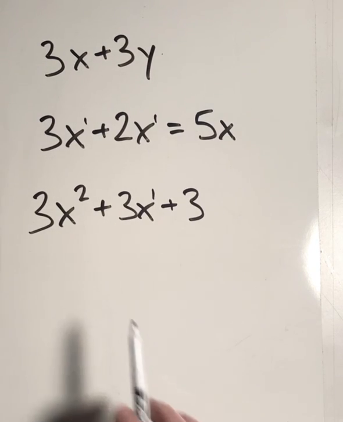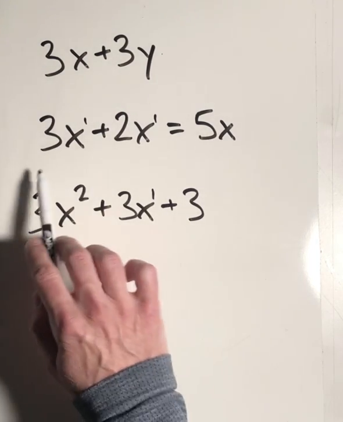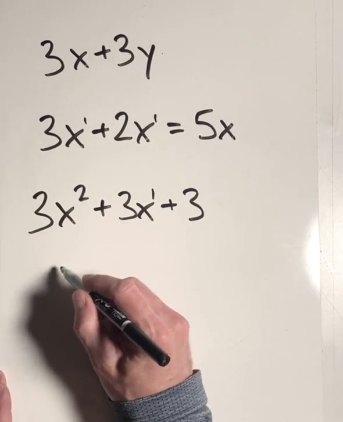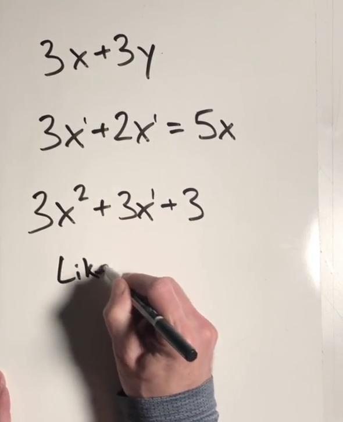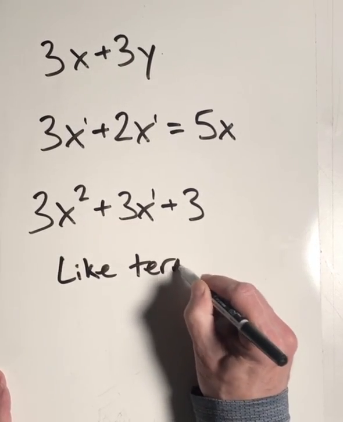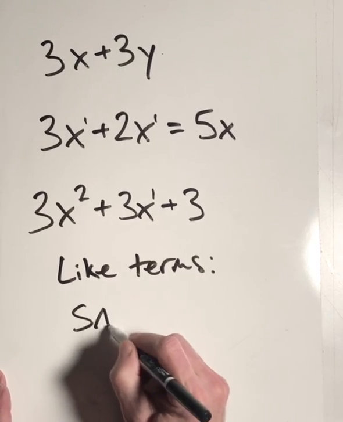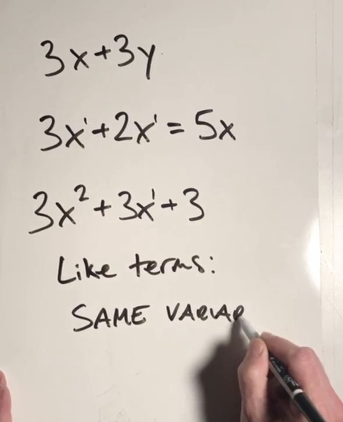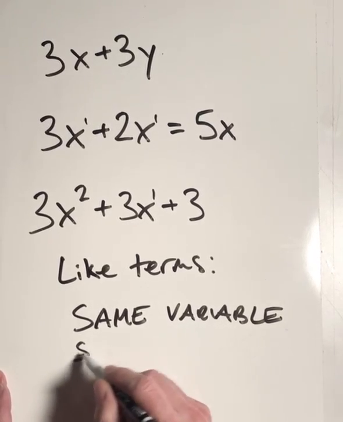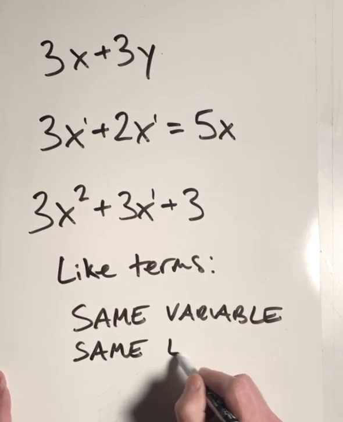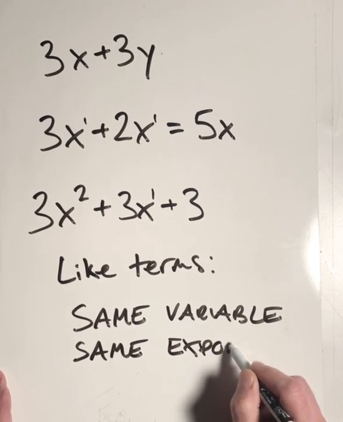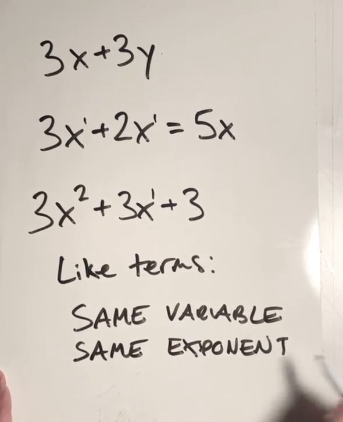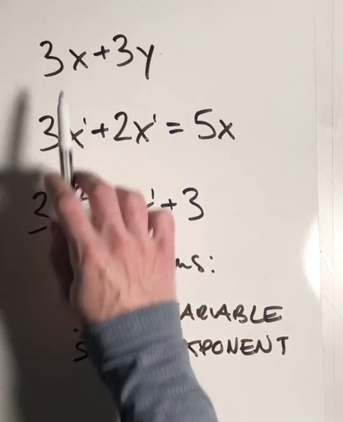What's strange is that the coefficients here really don't matter. Like terms have only two things in common. They have the same variable, and that variable is raised to the same exponent. Don't let the coefficients confuse you.